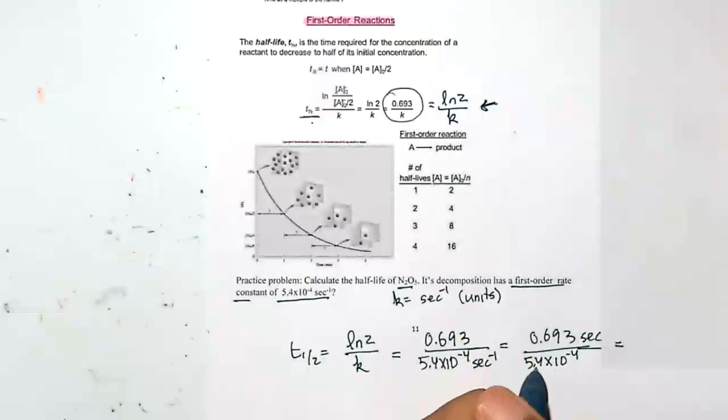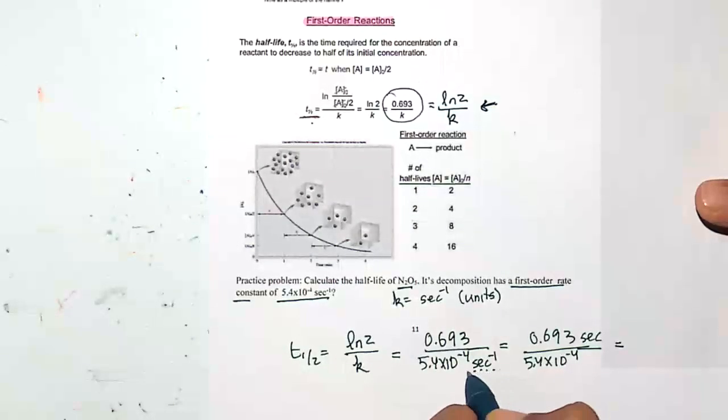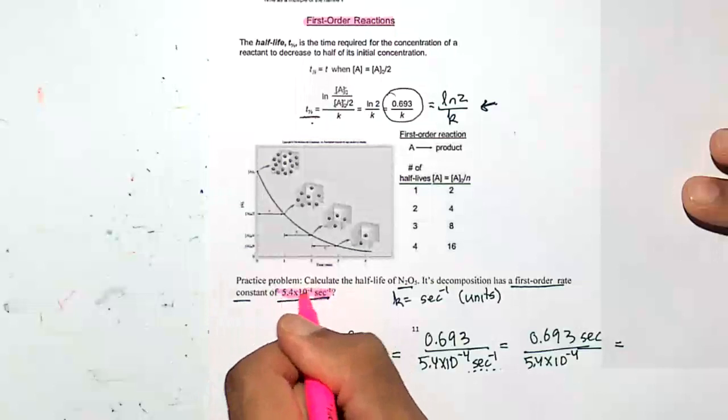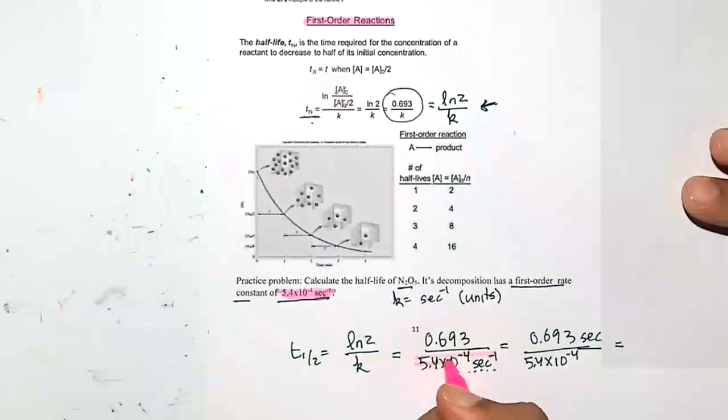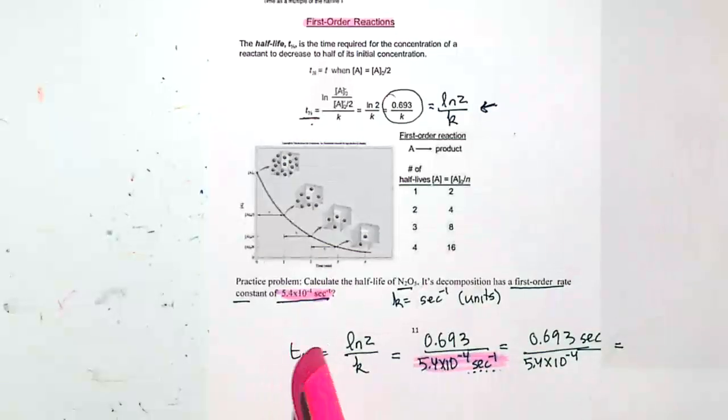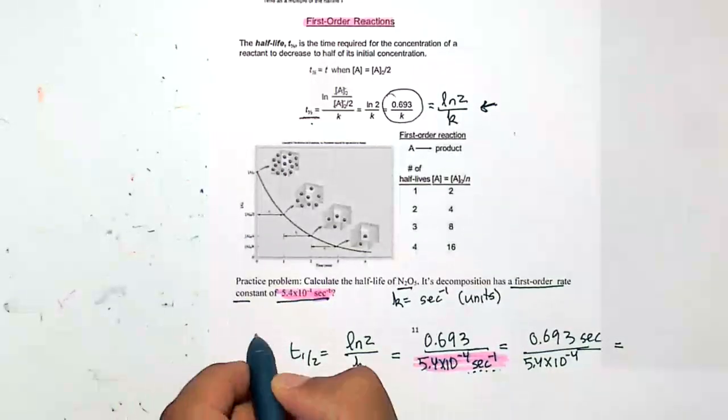I can move it to the numerator. Seconds to the minus 1 becomes seconds in the numerator. If I move it to the denominator, what will it become? I move it to the denominator, it's going to become seconds to the minus 1. Okay. So again, it's weird, a first order half-life doesn't depend on how much you start off with. You can start off with a lot, start off with a little.